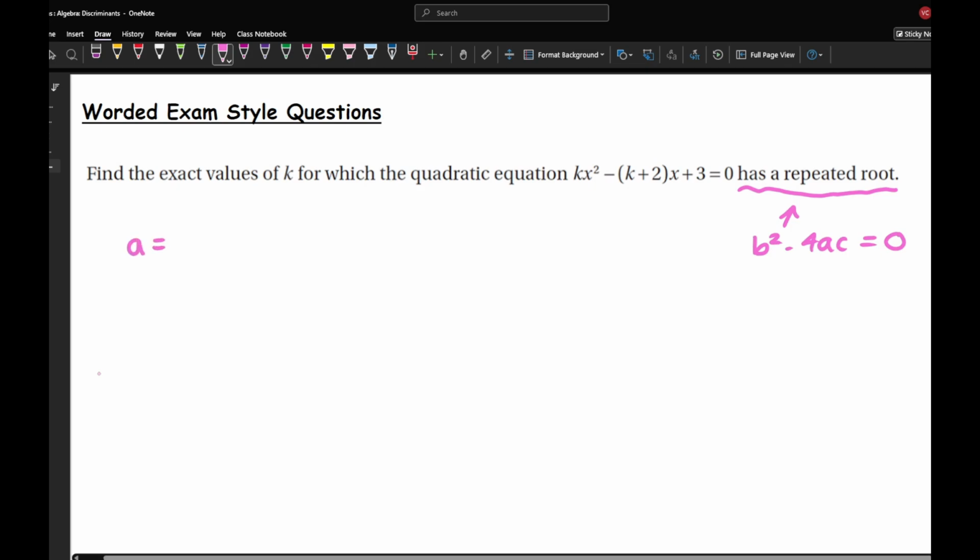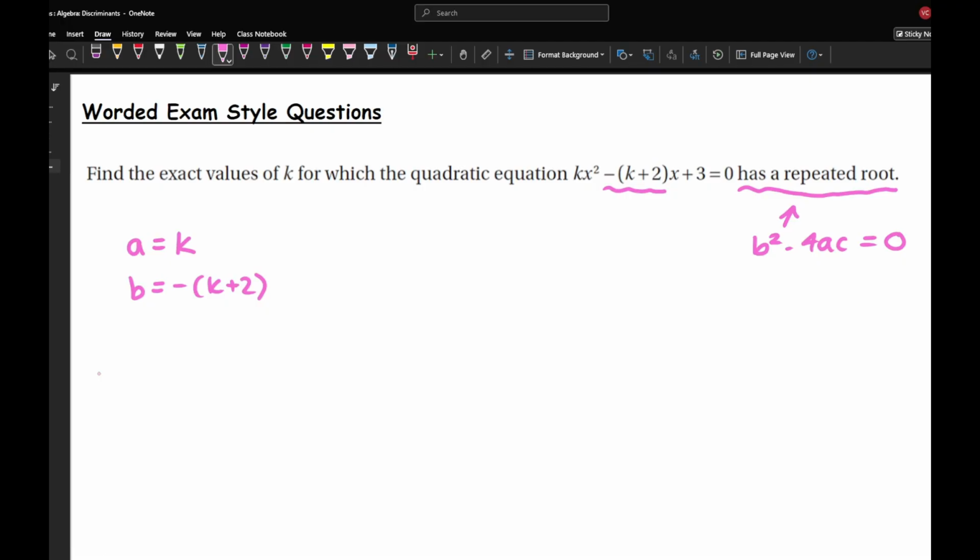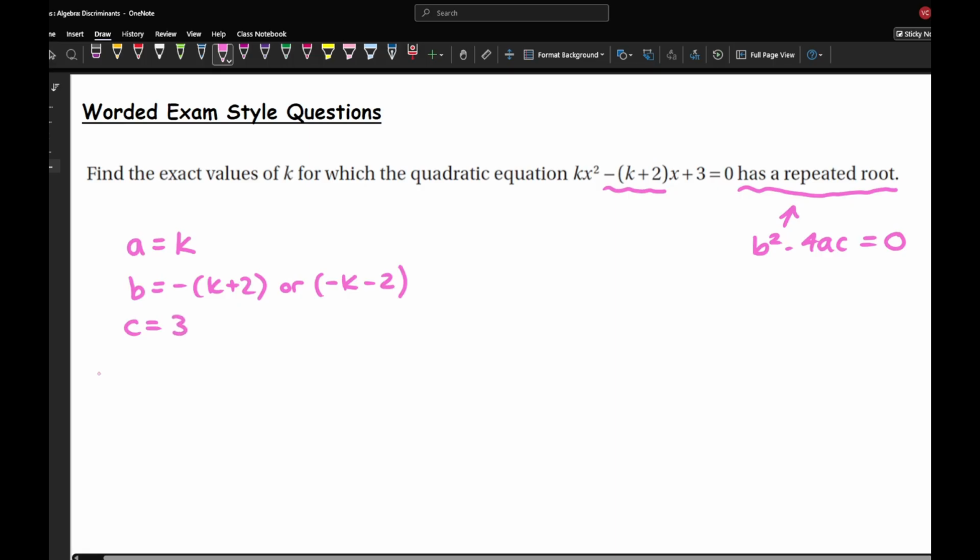So what's left for us to then do is again state what the coefficients are. a is the coefficient of x squared, which is k. b is the coefficient of x, which in this case is going to be minus (k plus 2). Now the reason why it's written like that is because the expression has been factorized with respect to x, so the coefficients will be all of that. Now another way, if you're not liking the brackets, is to expand the brackets, so I can write this as minus k minus 2, and my constant in this case is going to be 3.